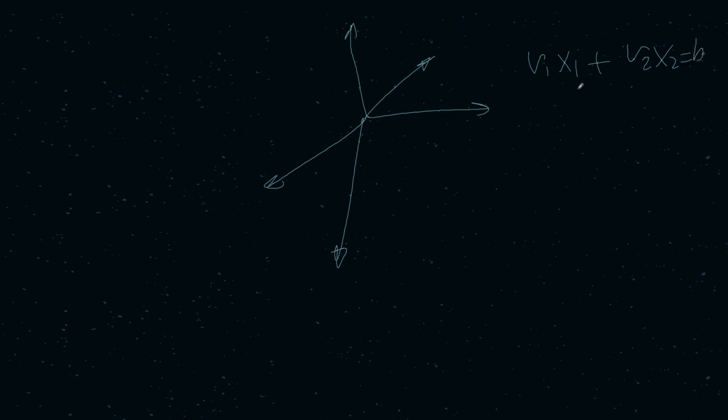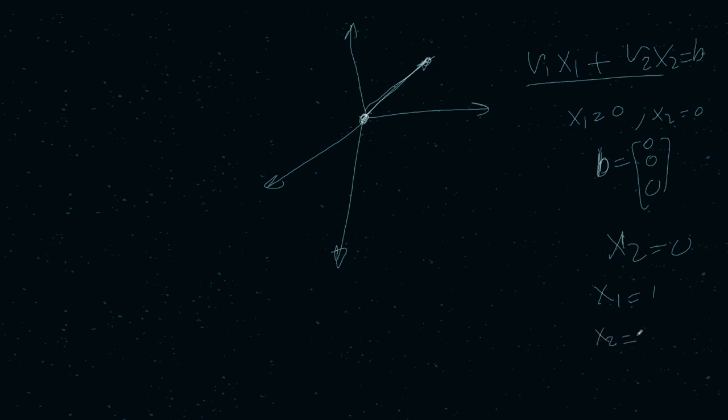So if you take certain x1 and x2, let's say we start with x1 equal to 0 and x2 equal to 0. In this case, we will have the vector b equal to 0, 0, 0. So the origin vector will always be part of this multiplication. So we have here a point at the origin. Now if we have x2 equal to 0 and only x1 equal to 1, then we will have the original vector.